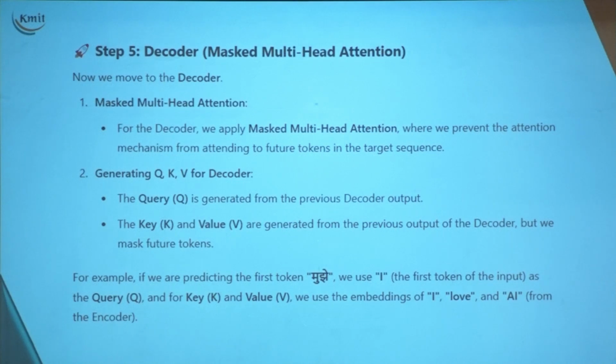After the encoder, what do I have? Decoder. In the decoder, what is the first block? Masked multi-head attention. So I again generate QKV for the decoder. Okay. Q is generated from the previous decoder layer. K and V are taken from where? Encoder outputs. Okay.